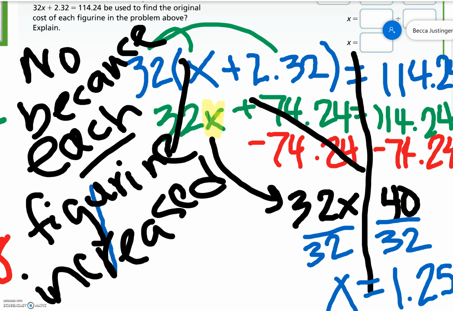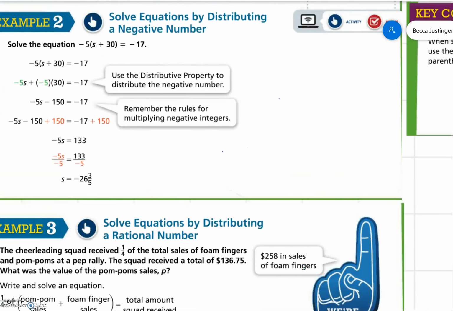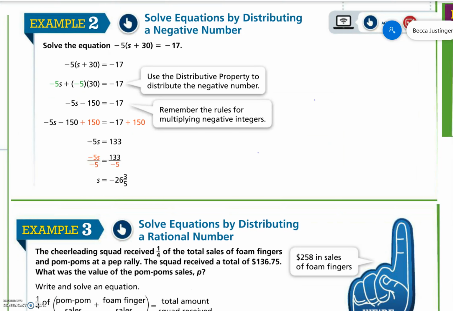Okay, so the next example: solve equations by distributing a negative number. Okay, so we have that -5. We want to distribute it in to everything inside the parentheses. Be careful with the signs. -5 times a positive s is -5s. -5 times a positive 30 is -150 equals -17.